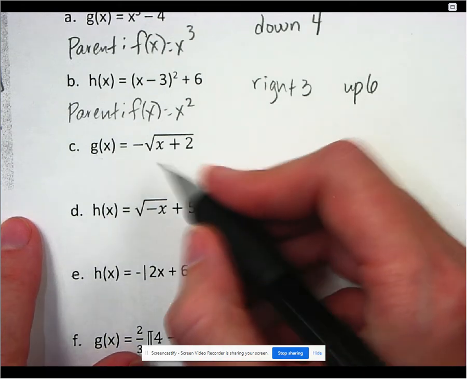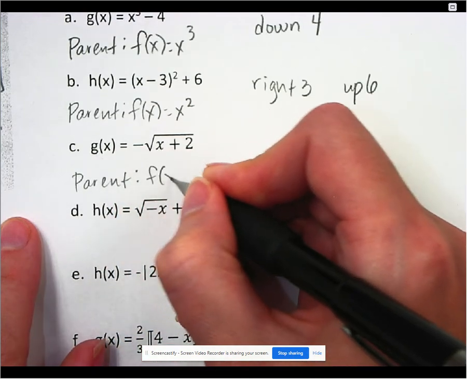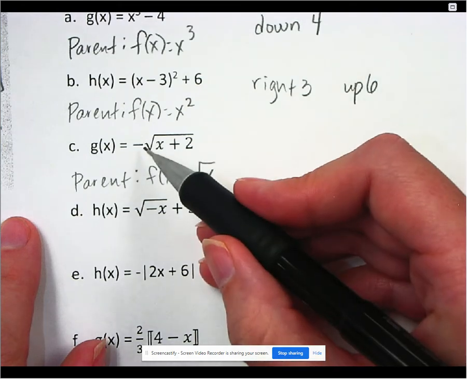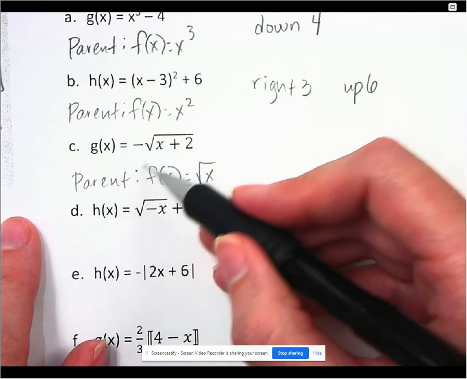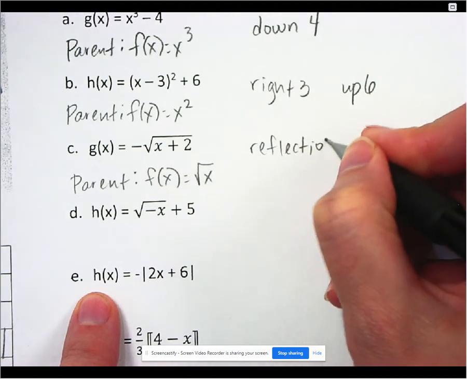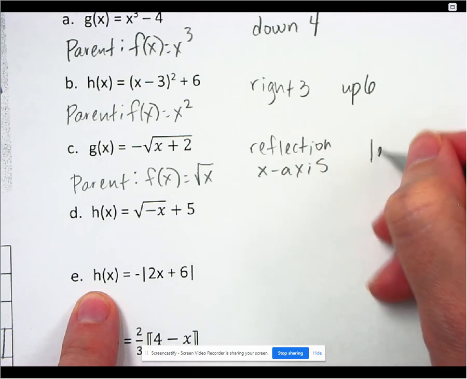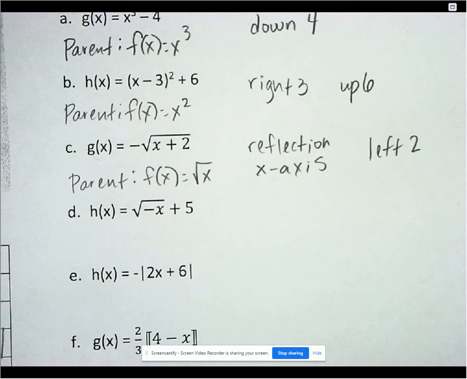All right. We're going to go to C. Since this is a square root function, our parent function is just f of x equals the square root of x. Right? This one has a negative on the outside and a +2 on the inside. So let's start with the reflection. The negative on the outside is going to be a reflection on the x-axis. And adding 2 on the inside is going to be left 2. All right, you guys try D on your own.